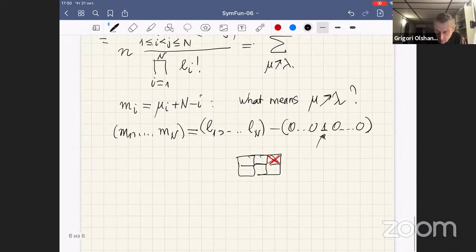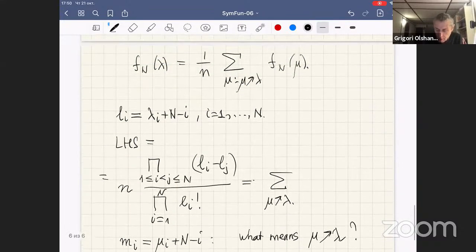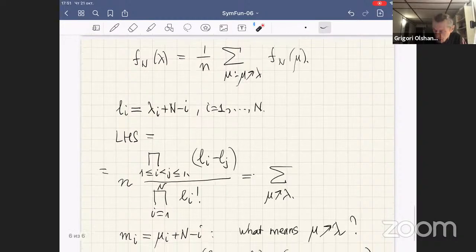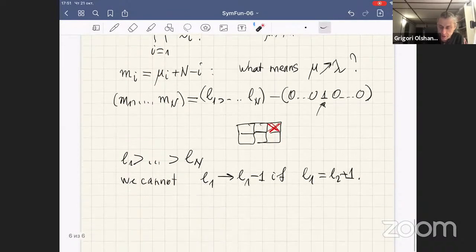This means, in terms of the l coordinates, we have strict inequalities. So we can't take this if the difference is only one, because after this we get two equal coordinates. But if this happens, because of these Vandermonde factors, the corresponding quantity on the right vanishes. So we can take arbitrary ones. Okay. So what I said can be written as follows.